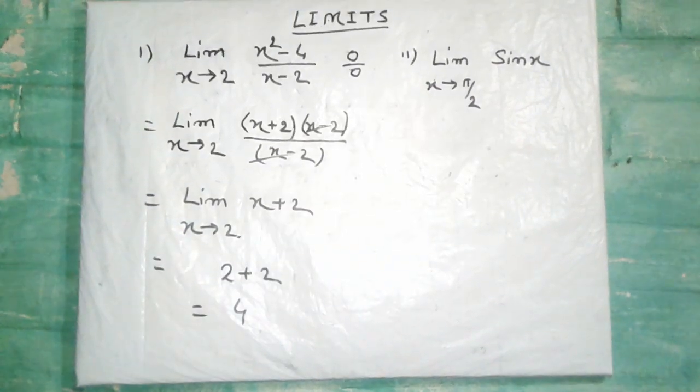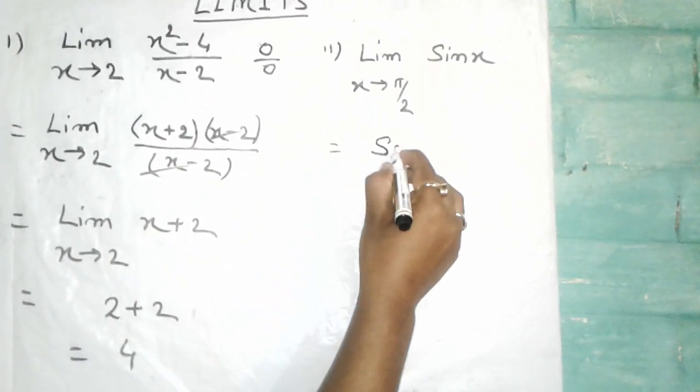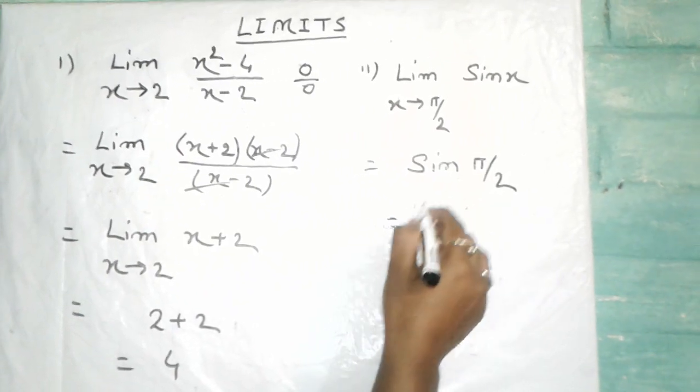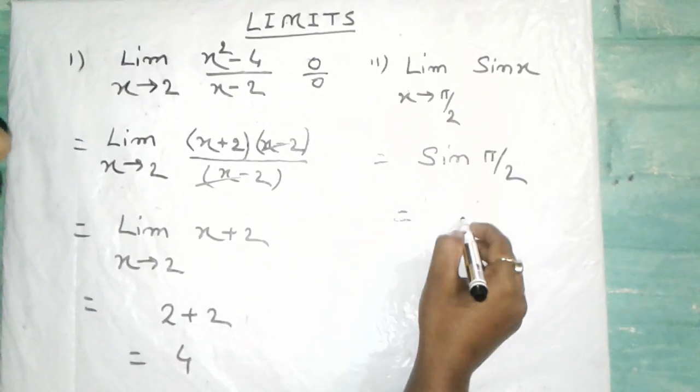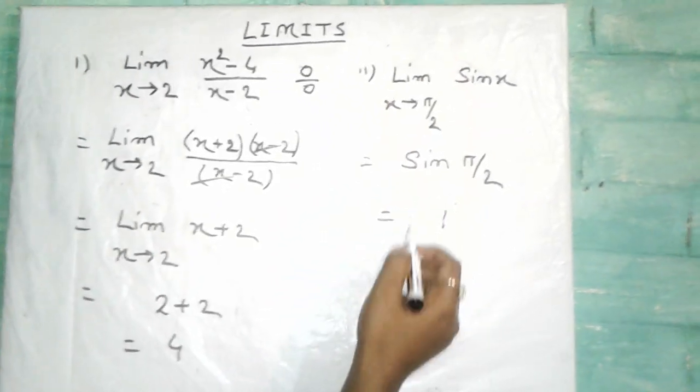Say another sum. Here it is given x tends to pi by 2. So here there is no problem. If in place of x we put pi by 2, as we know sin pi by 2, sin 90 degree, is 1. So limit x tends to pi by 2 sin x is 1.